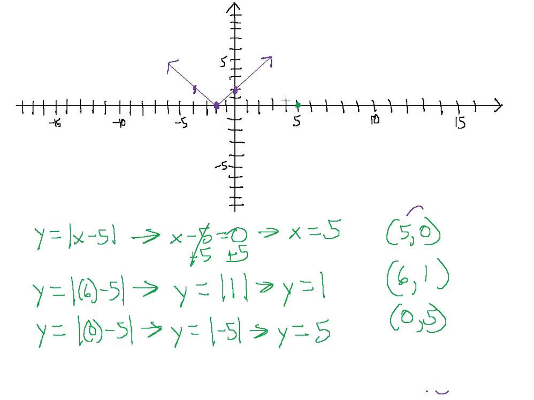So let's go ahead and plot these. So we have our point 5, 0. We need a point 6, 1. That's right here. And the point 0, 5. So 0, 5 is right up here. Okay. Let's go ahead and connect these at the vertex. So we have a line going this way and a line going this way.